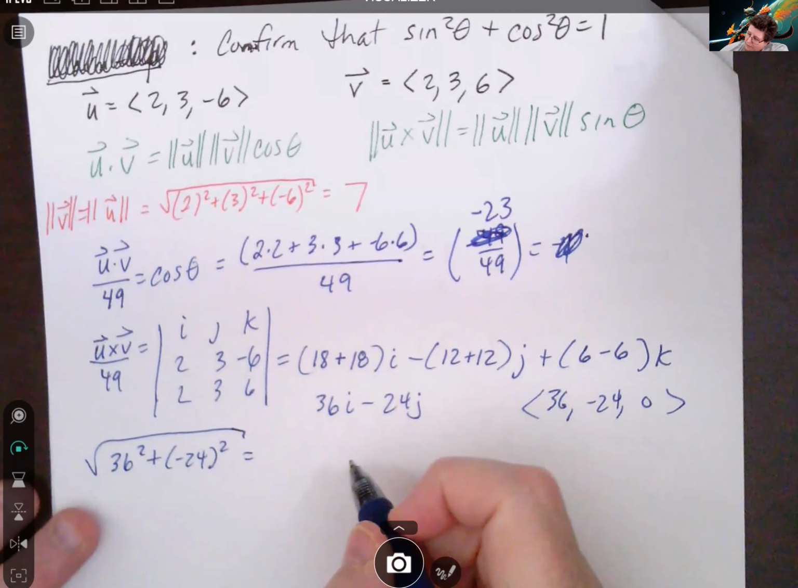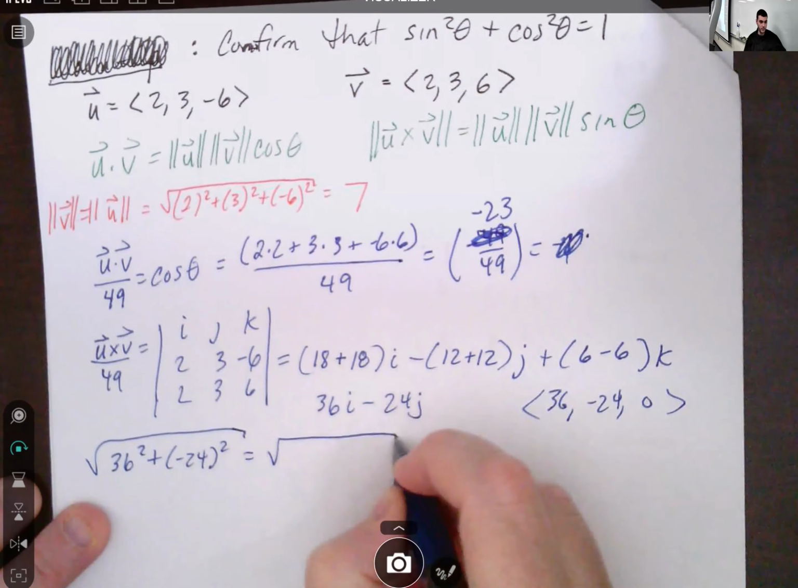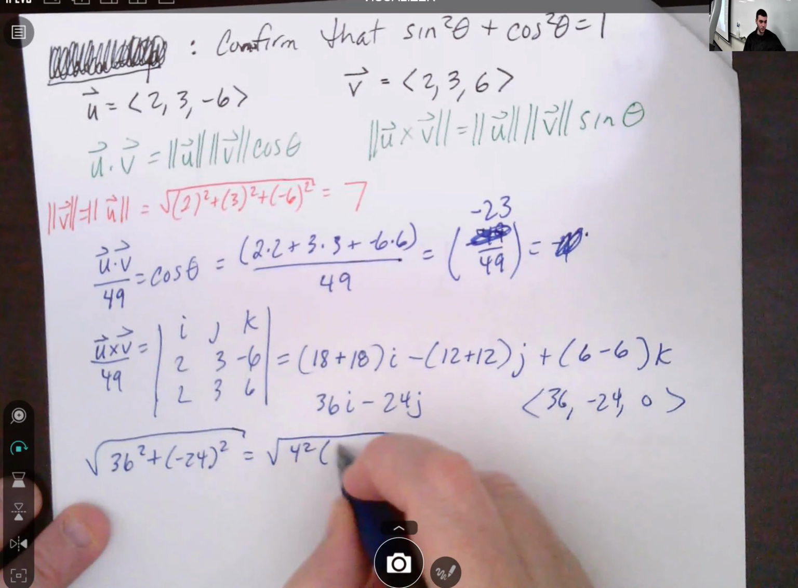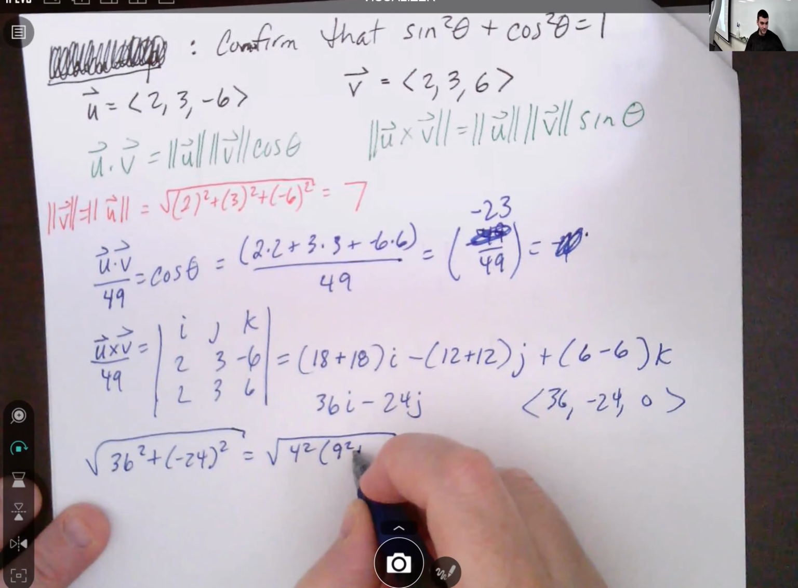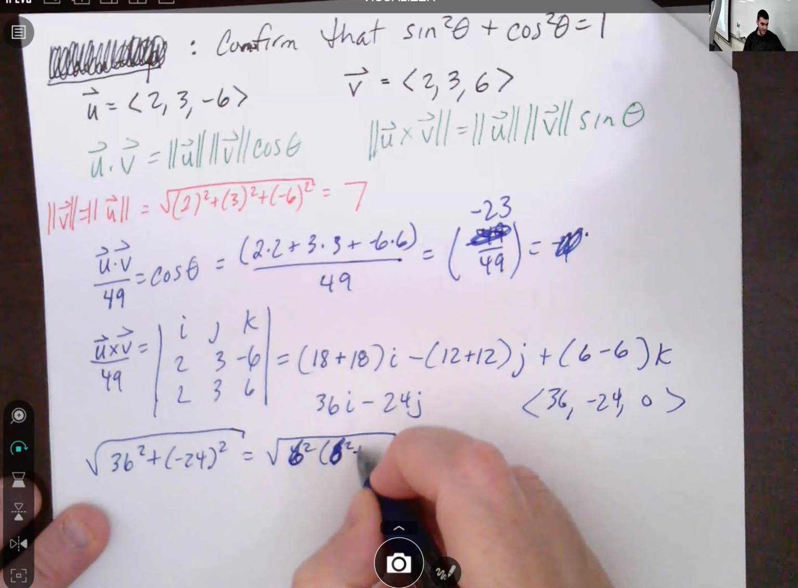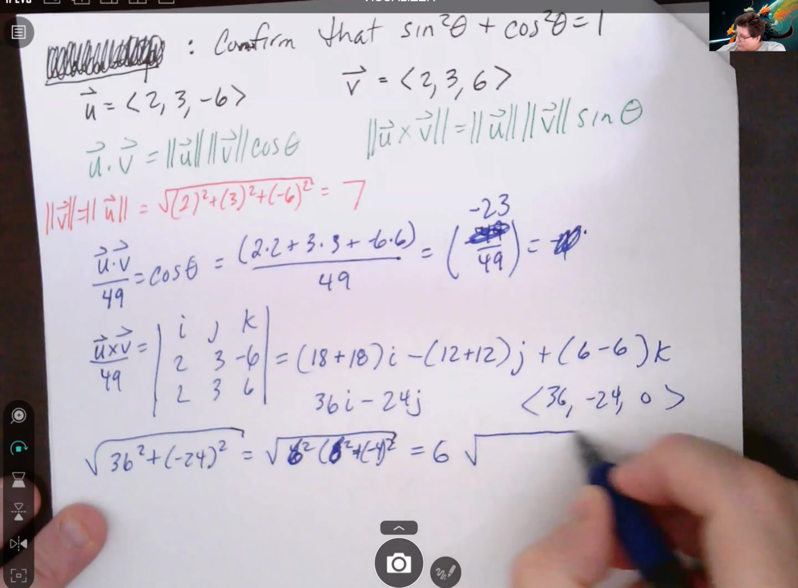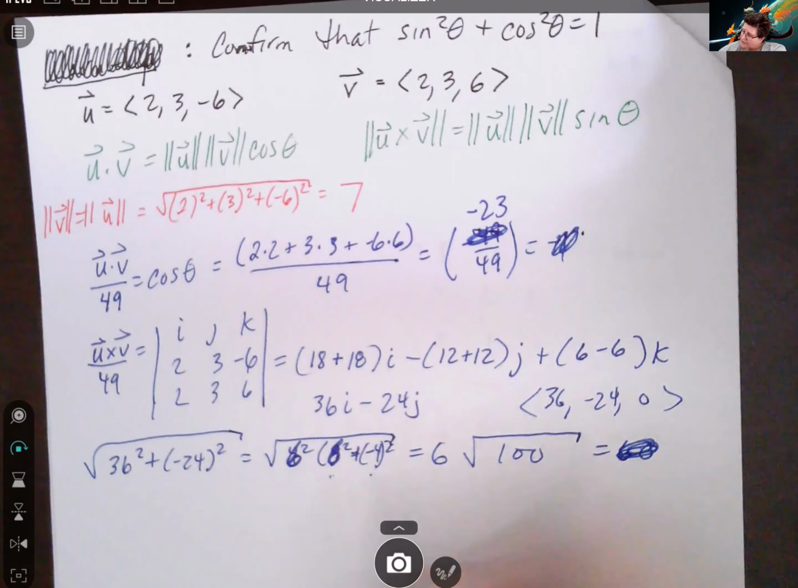I don't like how I'm doing this. Let's see. They're both divisible by 4, so I can pull out a 4 squared. I was going to say you could pull out a 6 squared, but that works too. Oh, 6 is better. So I've got 6 times the square root of 100, which is 60. 36, not 100, never mind. 36 plus 16 is 52.